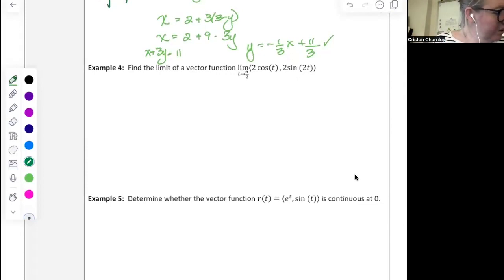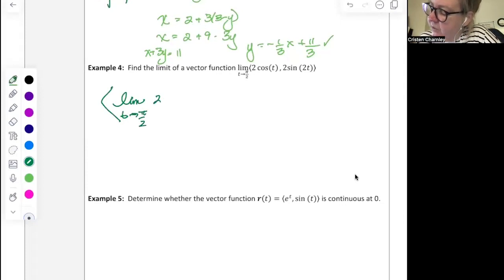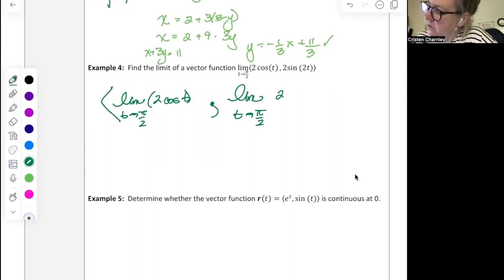I just want to make sure that we're using the correct notation, or the book's correct notation. So this would be the limit as t approaches pi over 2 of 2 cosine t. You could even put that in parentheses. And then the limit as t approaches pi over 2 of 2 sine of 2t.